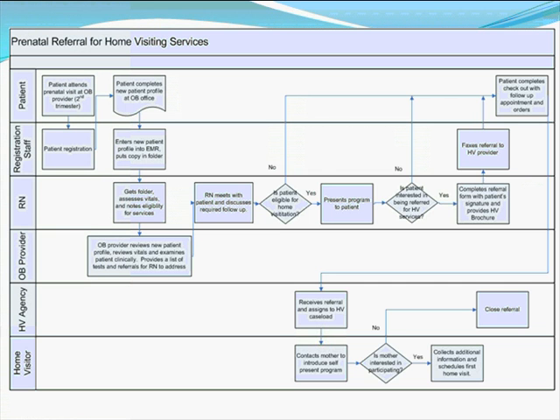And what this allows us to do is, again, use the standardized symbols of a flowchart, but track the contributions of each role across time. So it also includes multiple decision points which can determine the path of the outcome. So again, in this case, we're monitoring how a patient comes into her prenatal visit at her OB provider and how she can be referred to a home visiting program.